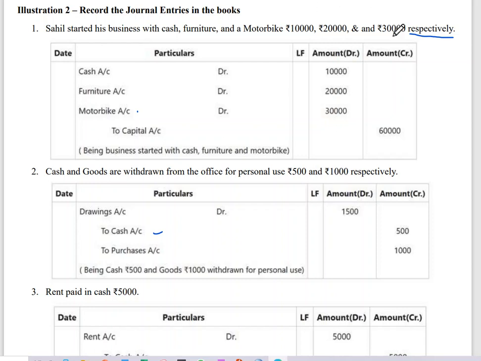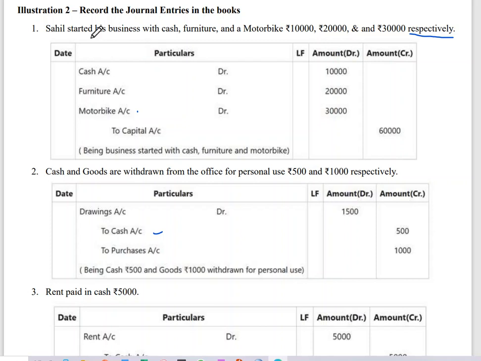When they say the word respectively, it means that we have to consider these three items, cash, furniture and motorbike, with the amounts given in a series. Here you can see one by one: cash is equal to 10,000, furniture is equal to 20,000 and motorbike is equal to 30,000, that is respectively. So that we have to understand.